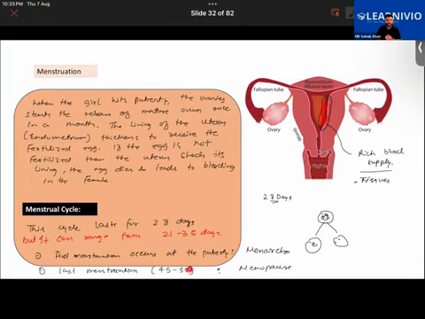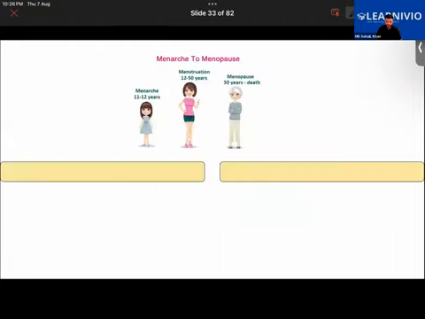But that's not the case in the male. Throughout their lifespan, they are reproductively capable. Even if they have reached the age of 80, 90, even 100 or 110, which is rare to find, the testis still produces sperm in them. I hope all of it is clear.